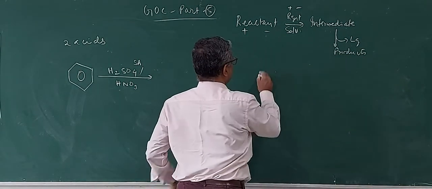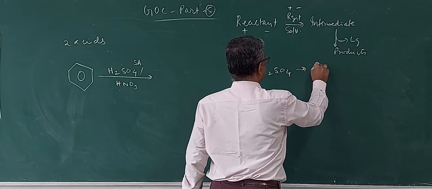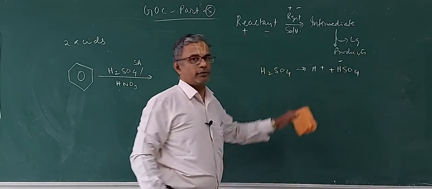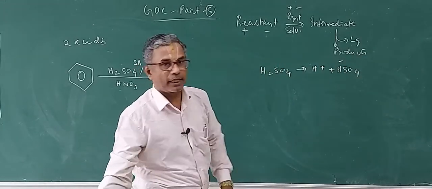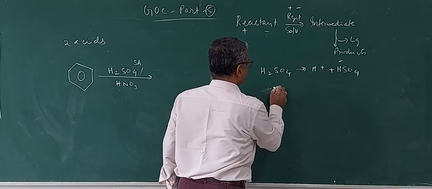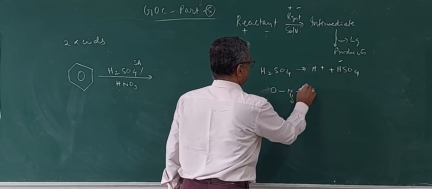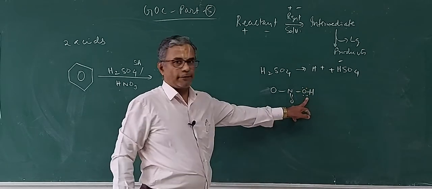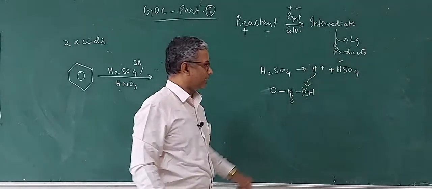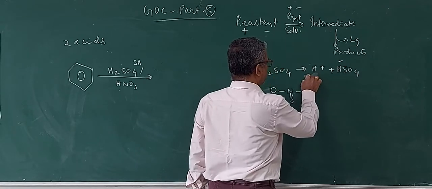So the sulfuric acid will dissociate to produce H plus plus HSO4 minus. So this proton will go and attack the nitric acid. So you will have the HNO3 like this. So oxygen will have two lone pairs here. This proton will come and attack here. So this will try to form a covalent bond here.